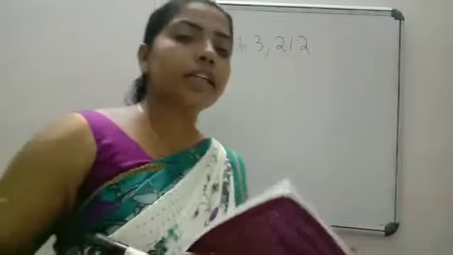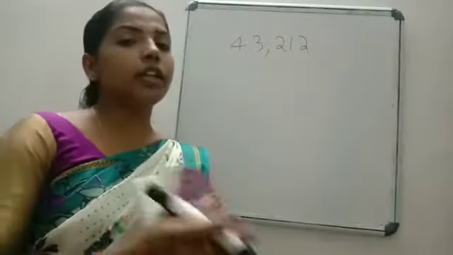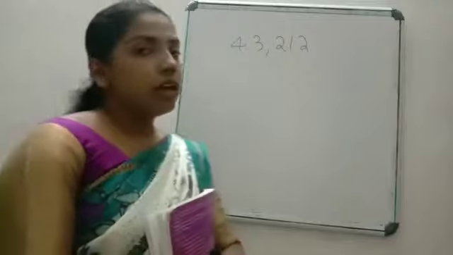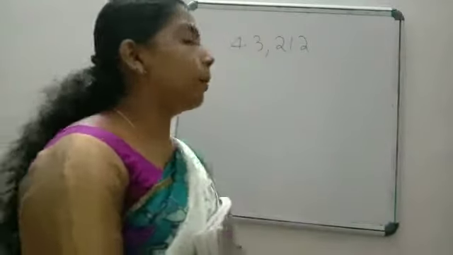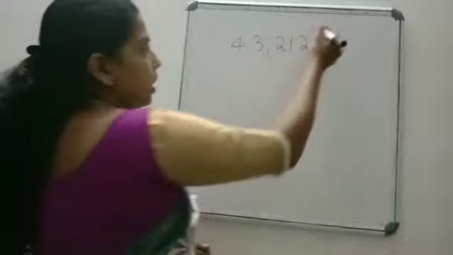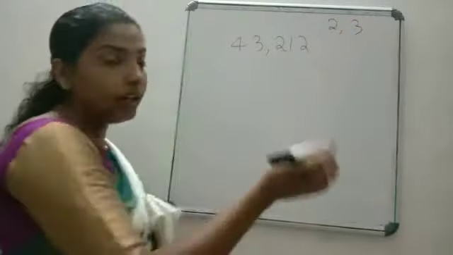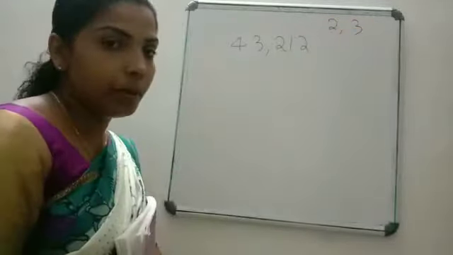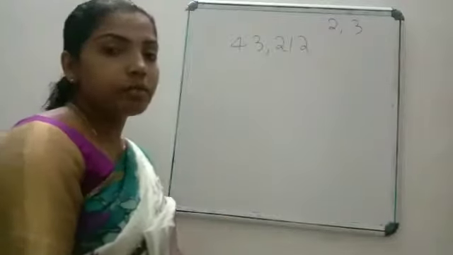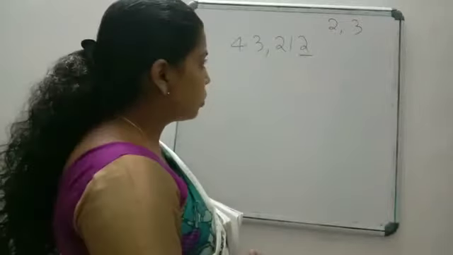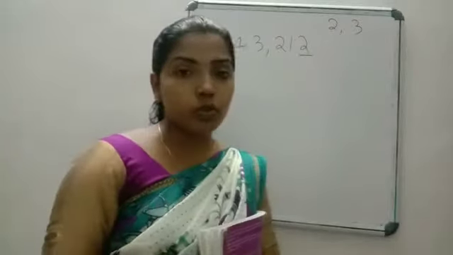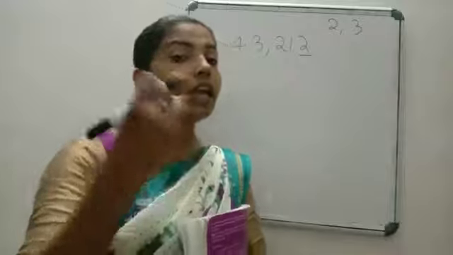What was the divisibility test of 6? How can we check the divisibility of 6? If a given number is divisible by both 2 and 3, then we can say that the given number is divisible by 6 also. So, if it is divisible by 2 and 3, we can say that this number is divisible by 6. So, first let us check the divisibility by 2. See the number in the ones place. Yes, it is 2. So, we can say that 43,212 is divisible by 2.